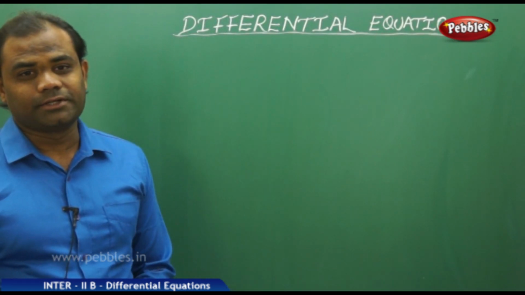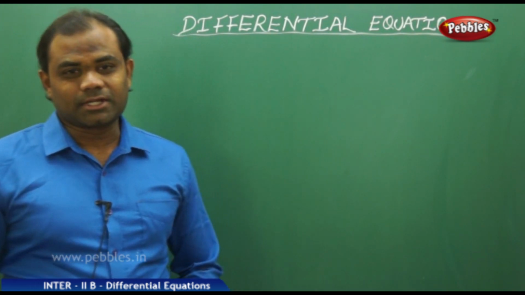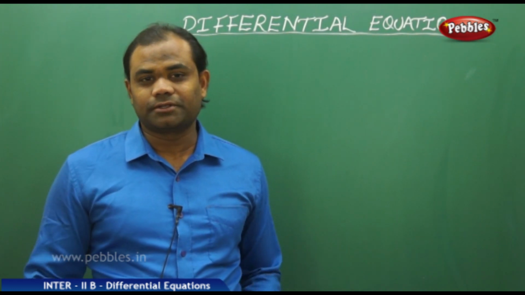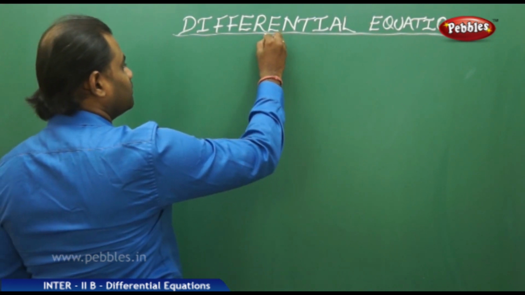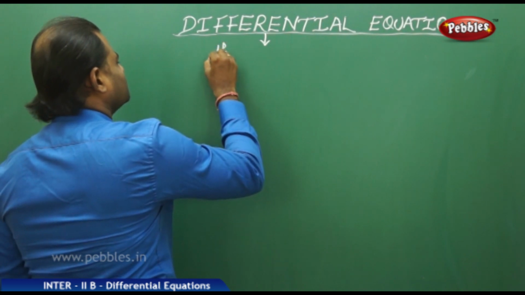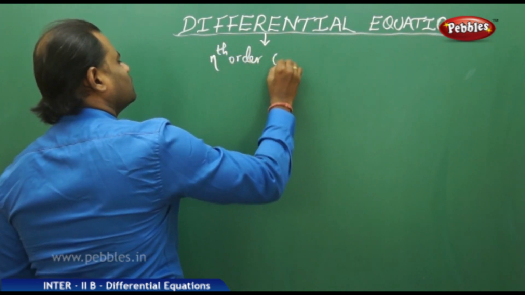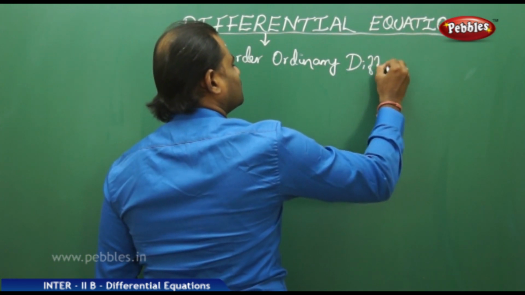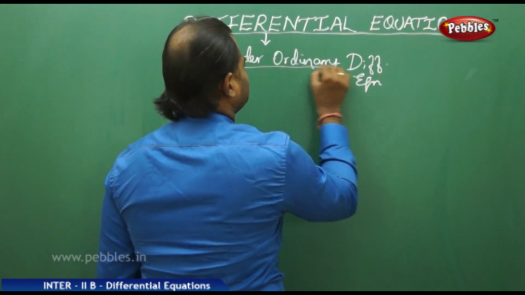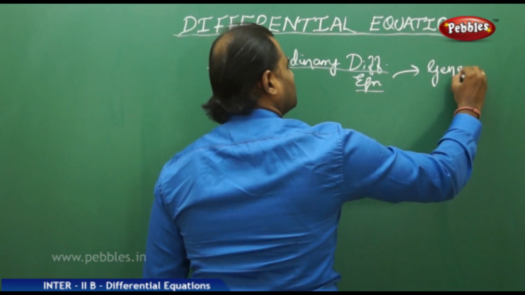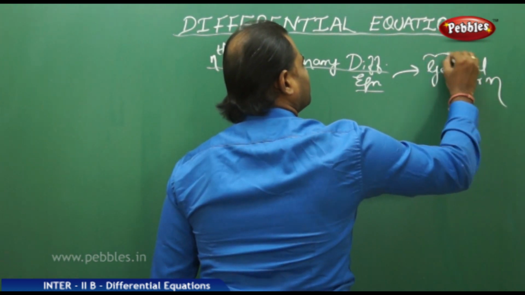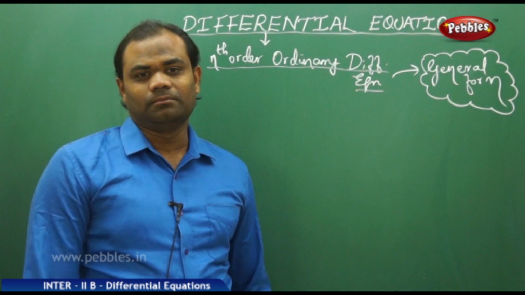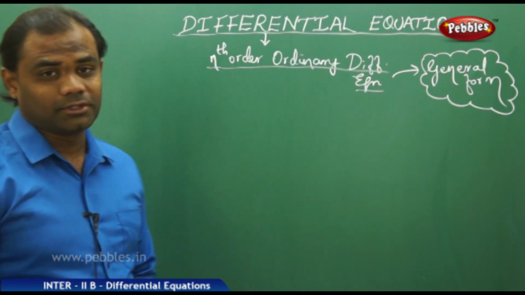Now let's see the nth order differential equation. So we have discussed two types of differential equations. One is ordinary differential equation and the other is partial differential equation. So coming to the ordinary differential equation, which is the nth order ordinary differential equation, which we're going to discuss in its general form.